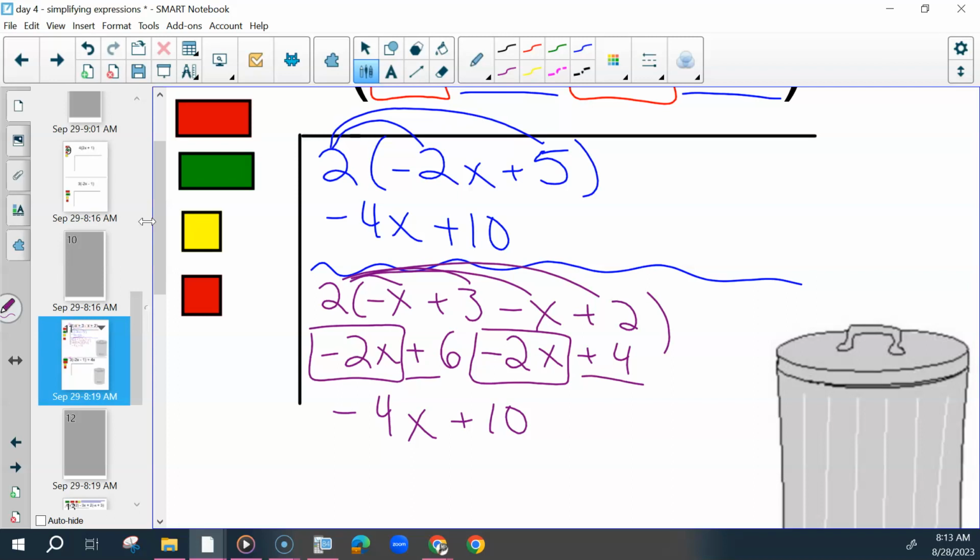Now when we get to evaluating, the order matters. But here, whether you distribute first and then combine like terms, or combine like terms then distribute, it does not matter. Questions on that one?